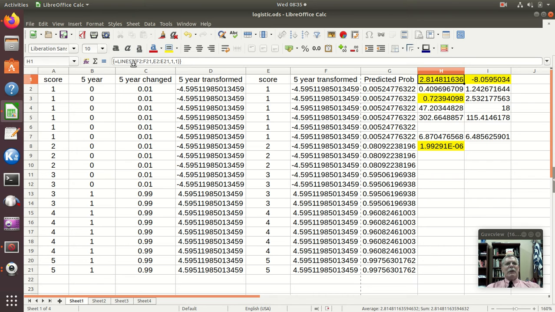So I just do the linear estimation command. There's my F column, so that was the transformed data for the Y's, and my E column for the X's. And I get a slope of 2.81 and a y-intercept of negative 8. Pretty nice R squared here of 0.72. And that's very significant at 2 × 10⁻⁶.